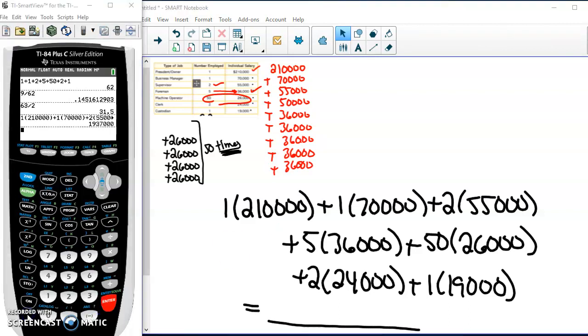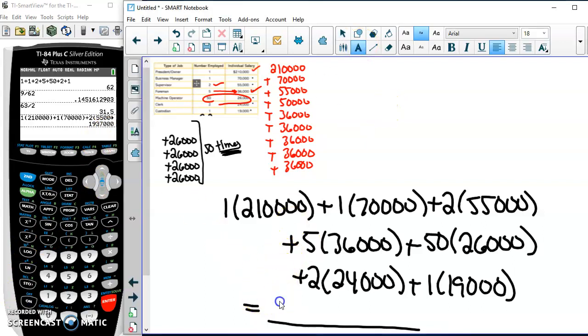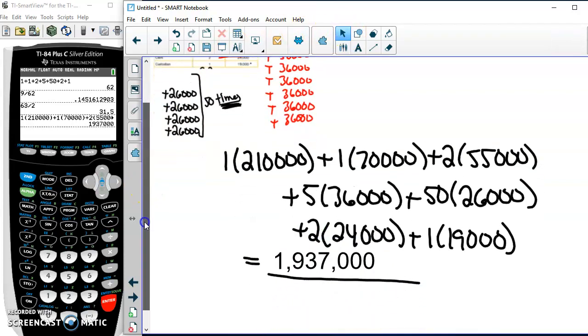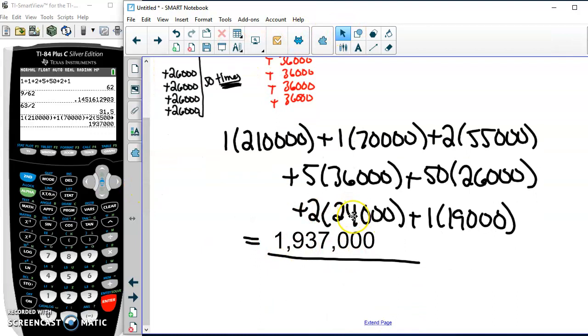All right, so I got in the calculator and I did it all and I got $1,937,000. That's how much money this company is paying in payroll. Isn't that amazing? That's a lot of money in payroll. So that's how much money they're paying out. Now that's paid to how many different people?